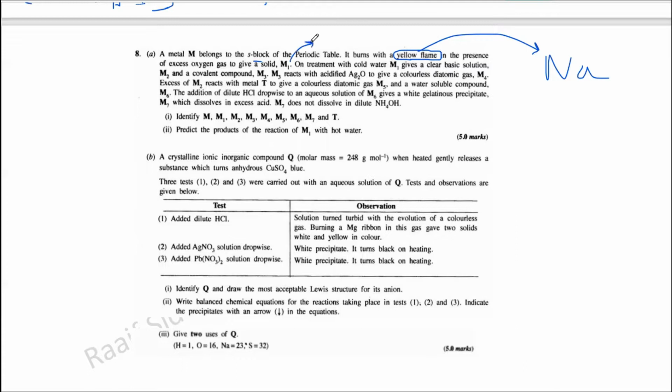So sodium with oxygen should give Na2O2. On treatment with cold water, Na2O2. Why is it Na2O2, not Na2O?